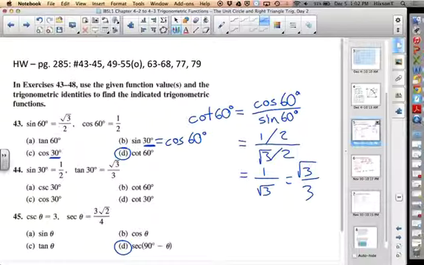What identities were those? When the angles are complementary. If you add them together, they equal 90. 30 and 60 equal 90, but we said the sine of theta equals the cosine of pi over 2 minus theta, or the sine of 90 minus theta.